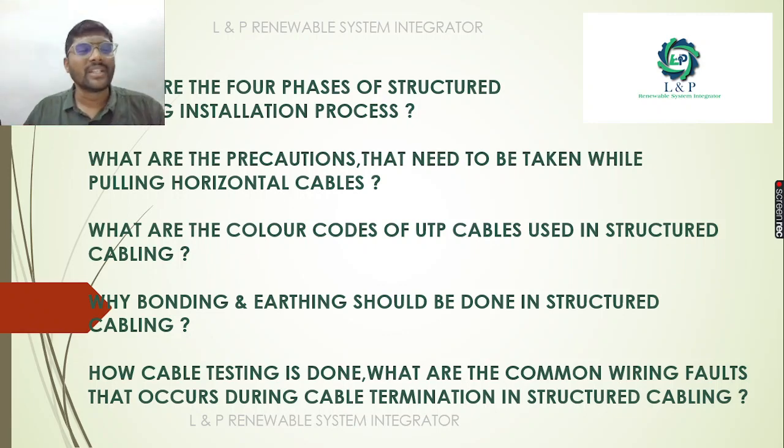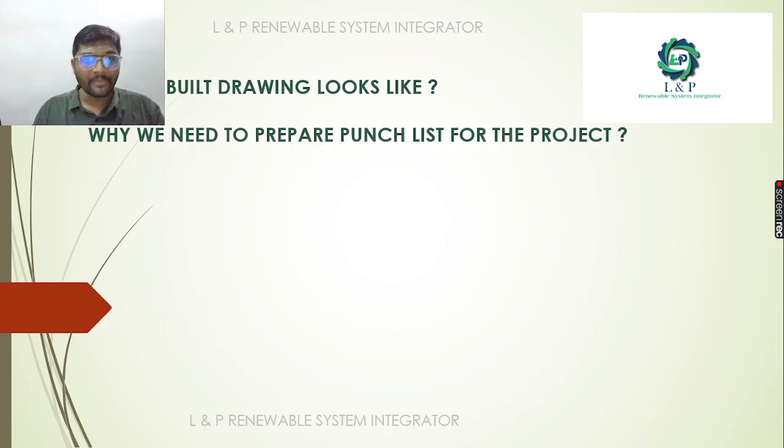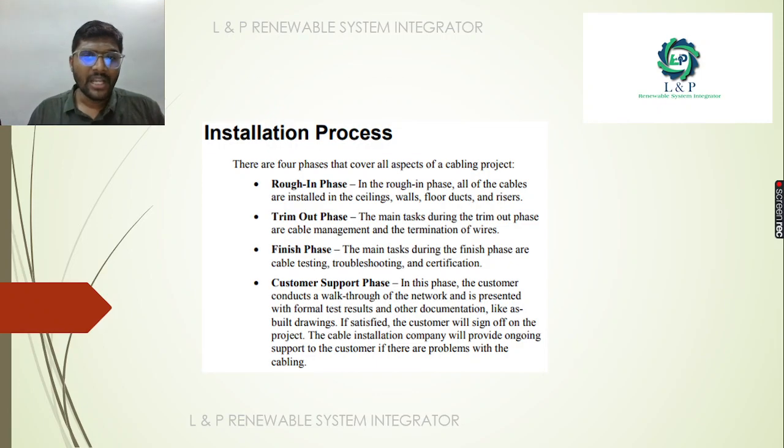So what are the things that we are going to discuss in part 3? What are the 4 important phases of a structured cabling installation process? What precautions do we need to take while pulling horizontal cables, and what are the color codes of UTP cables used in structured cabling? Why do we need to do bonding or earthing for structured cabling? How is cable testing done, and what are the common wiring faults that occur during the cable termination process in structured cabling? How does an as-built drawing look, and why do we need to prepare a punch list for the project? First, let us try to know about the installation process.